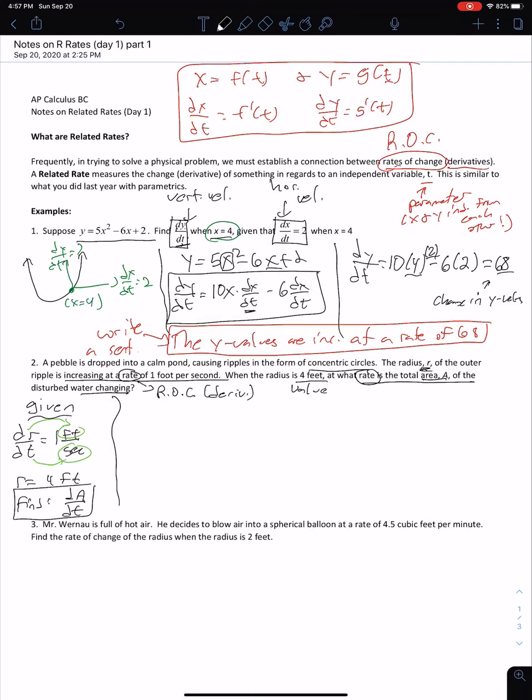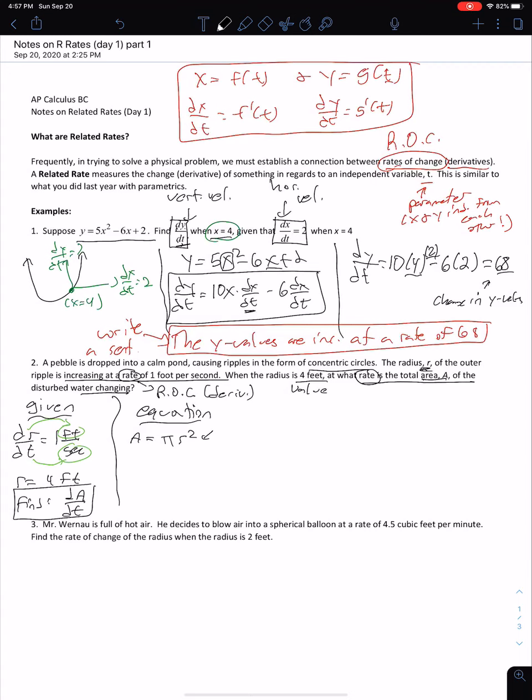So now we have to come up with an equation or a formula. And most of these tend to come from geometry. So we're given the radius, a circle, and area. So what equation has radius, circle, and area? Sure, area of a circle, which is pi r squared. So let's go and take that derivative.